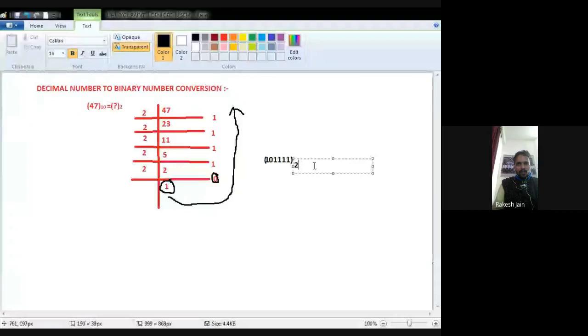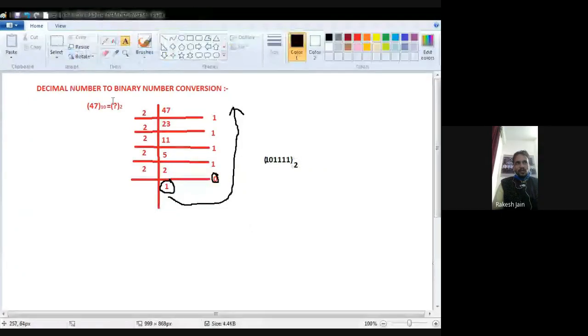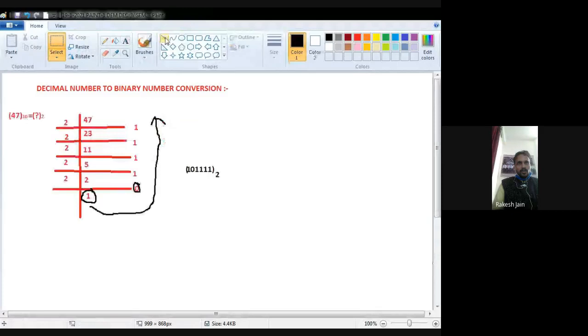When I explain how to convert a binary number into decimal, we will again use this answer to find the solution. So 101111 is the binary representation of 47. Now let us take another example. See, this is my other example here.